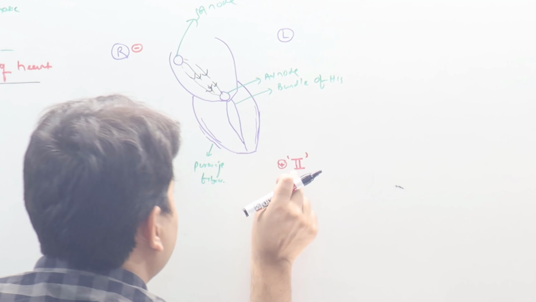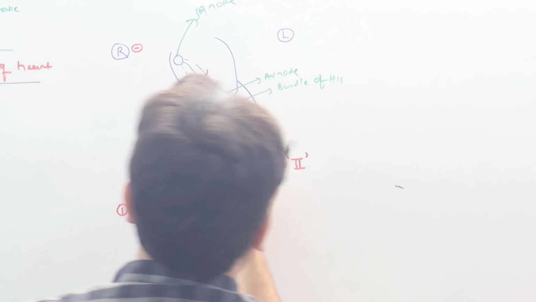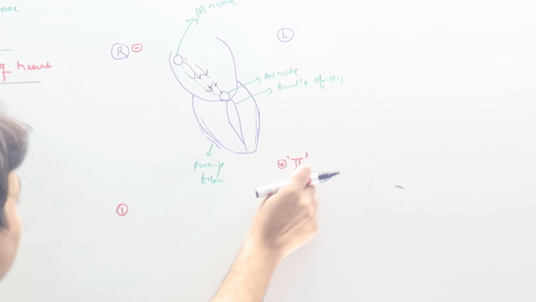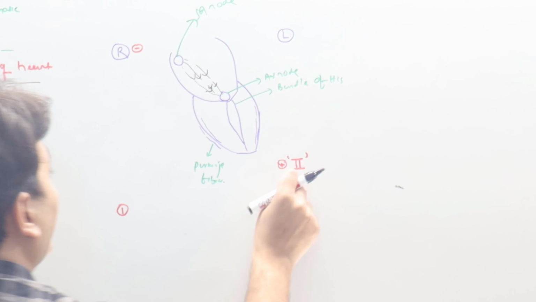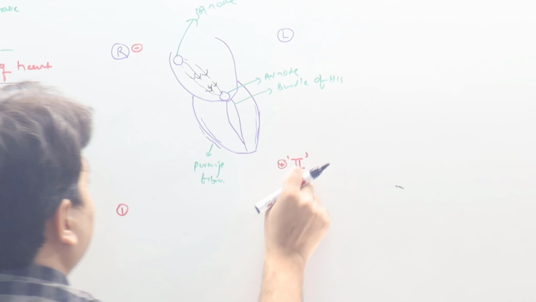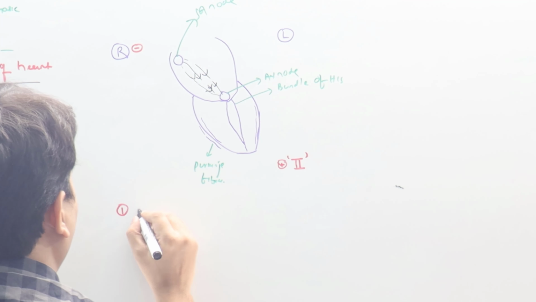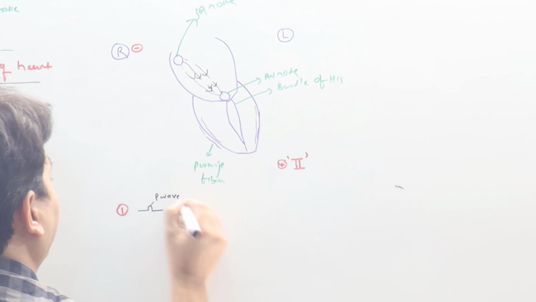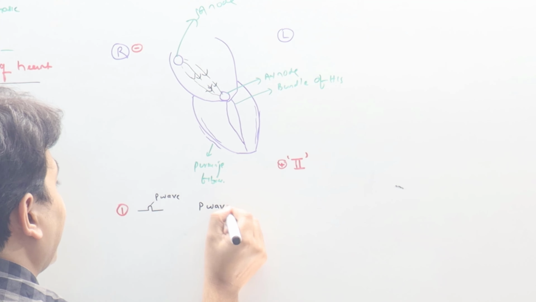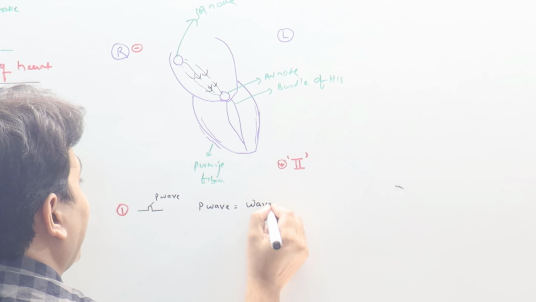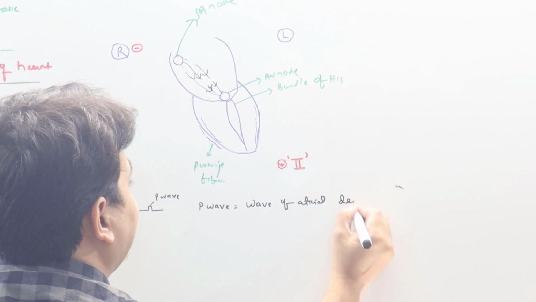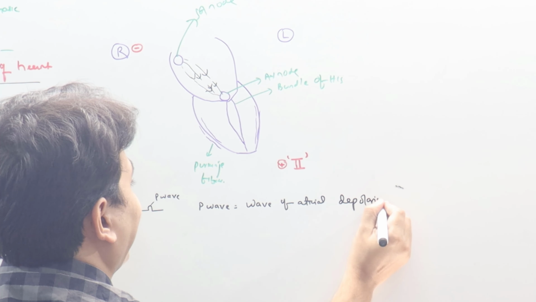Because lead 2 is looking at the heart from below, if you can see, the vectors are directed towards lead 2. So that will create a positive deflection in lead 2, like this. This is called the P wave. The P wave is the wave of atrial depolarization, right?